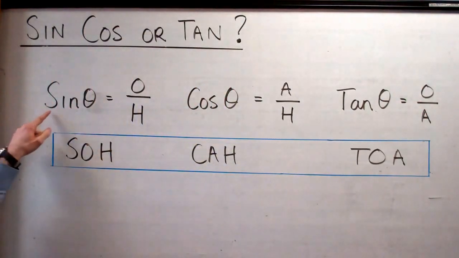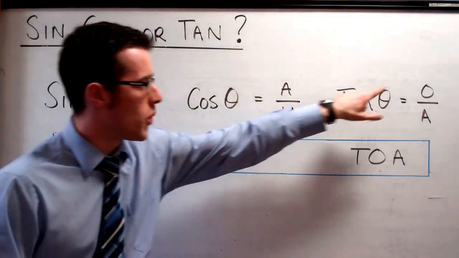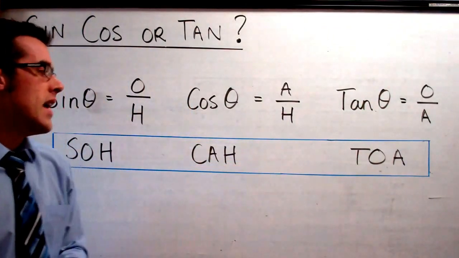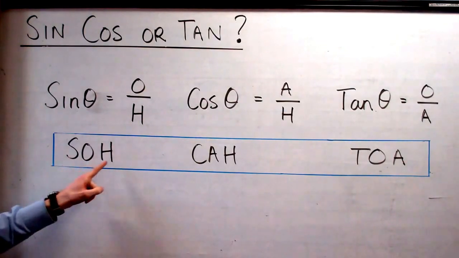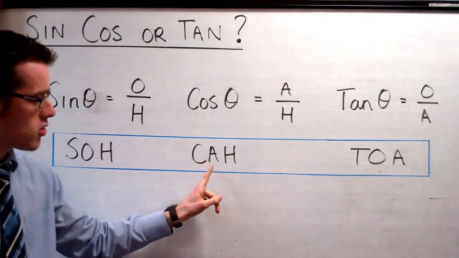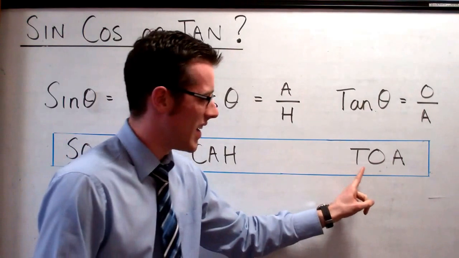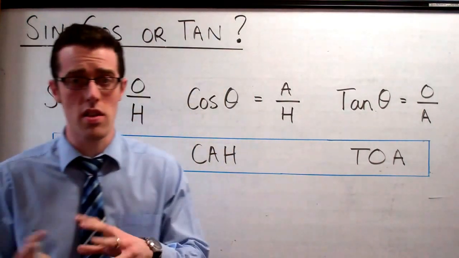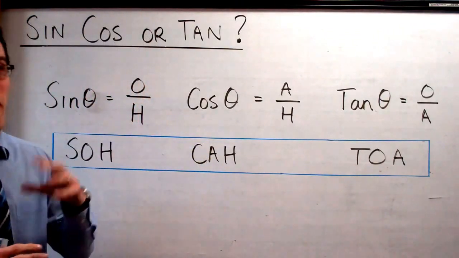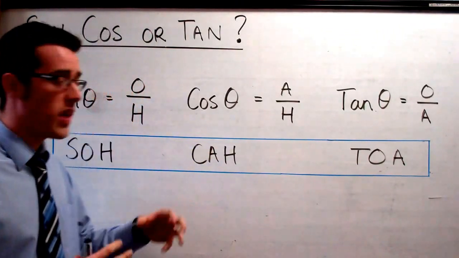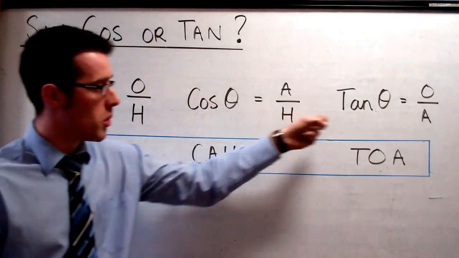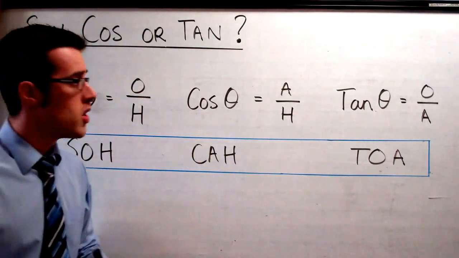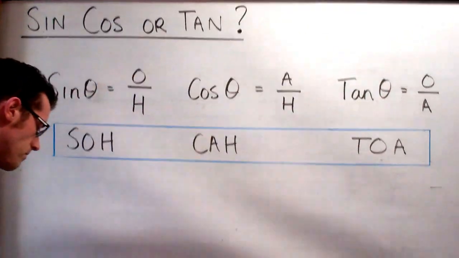Now, if we look at these letters here, we can form a wee memory aid, which is SOHCAHTOA, right? So we say SOHCAHTOA, and that helps us to remember that sine is opposite over hypotenuse, cos is adjacent over hypotenuse, and tan is opposite over adjacent. Depending on the sides we're given, that'll tell us which one of these we're going to use to find our missing side or our missing angle. So let's look at a couple of examples.